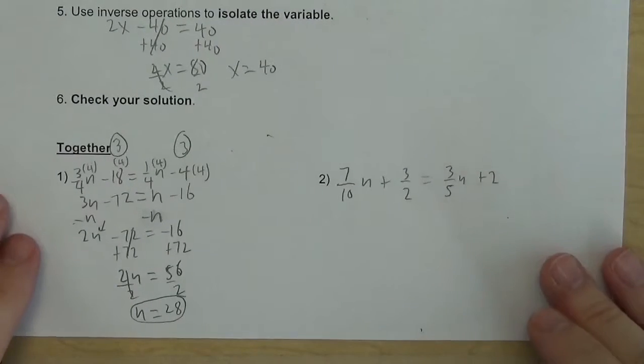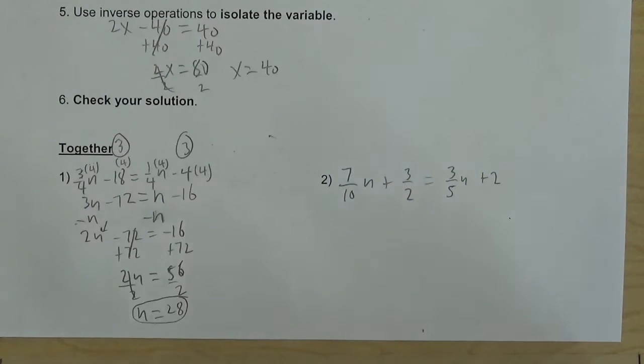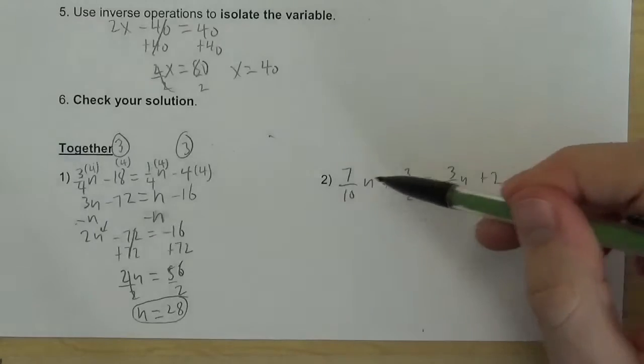So it's going to be important for us to be able to eliminate these fractions. But this time, we don't see a common denominator here. We don't see something that they all share. So we're going to have to find what's called the least common multiple, or the least common denominator. And that's going to help us figure out what we can multiply everything by.